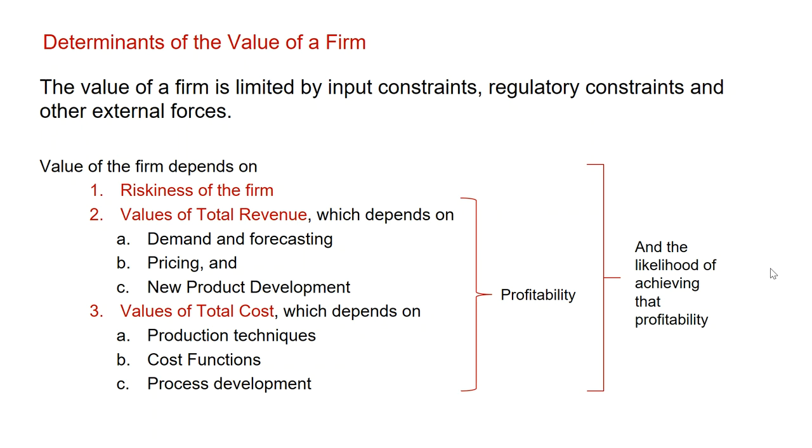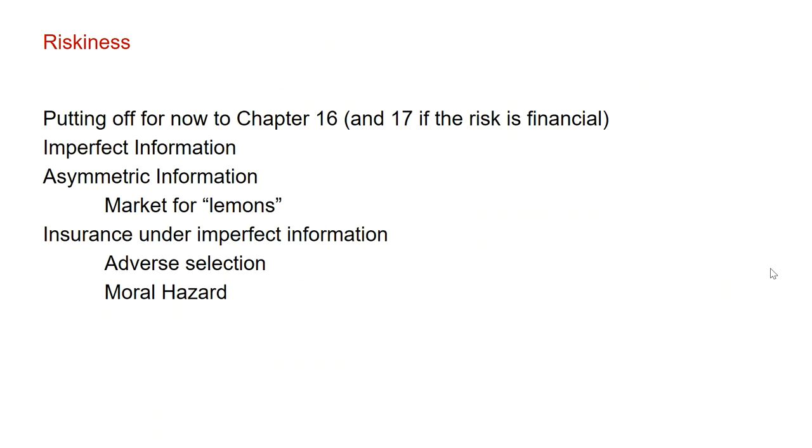And then bringing in the riskiness, which we put off for a second, is the probability that we're actually going to be able to achieve that profitability. In chapters 16 and 17 of the text that I'm using as we do this video, we're going to talk about things like imperfect information, asymmetrical information where people have different levels of information. Buyers may have more than sellers, sellers may have more than buyers, and so forth. And also, what about insurance under imperfect information?